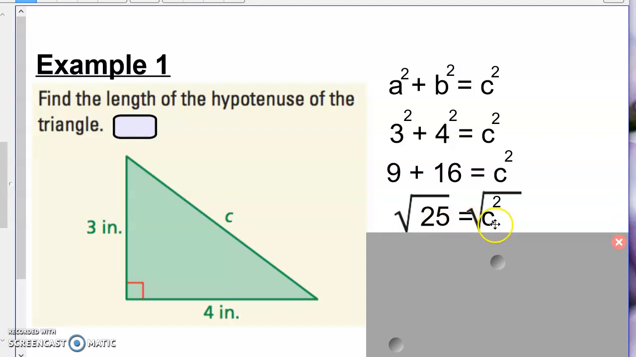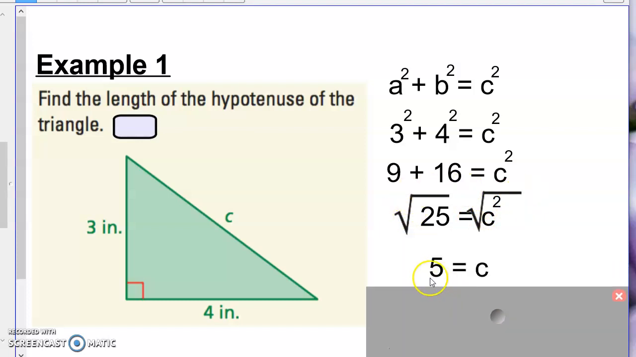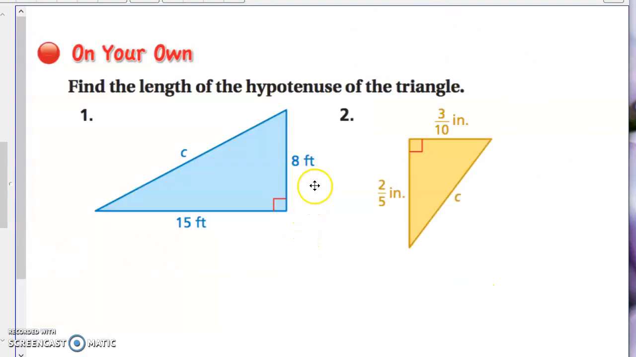Well, 25 equals C squared. Well, remembering back to the first lesson in chapter 14, to undo squaring, I just have to square root. So I square root both sides, and that leaves me with an answer of 5. That means that this side length here is equal to 5 inches. And how we solved that was by using the Pythagorean theorem. You can pause the video here and try solving these two on your own.